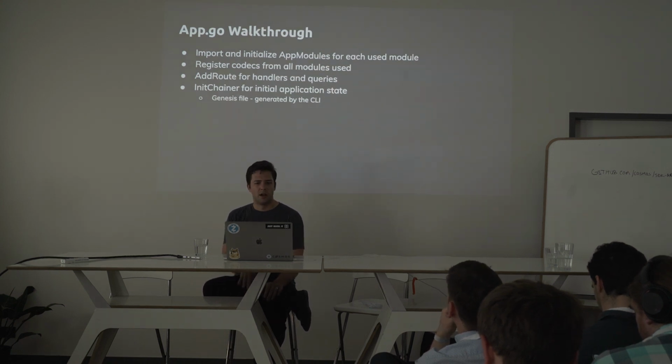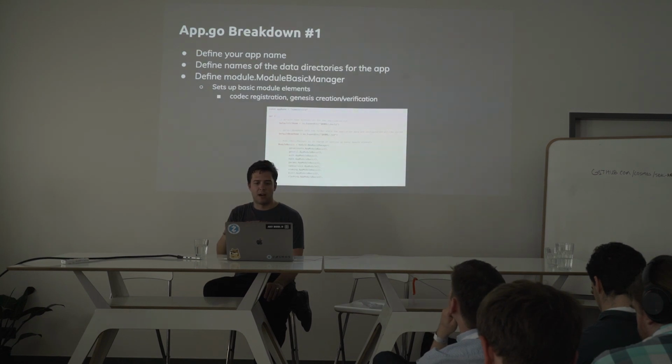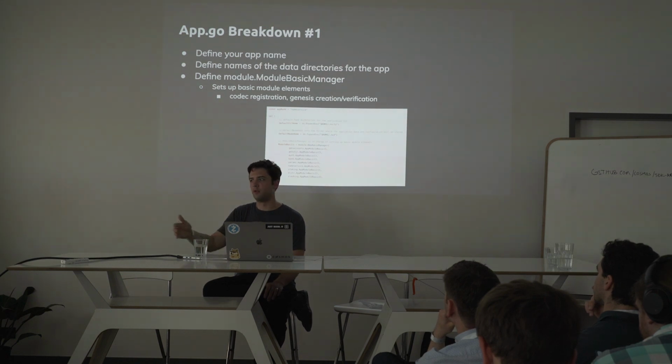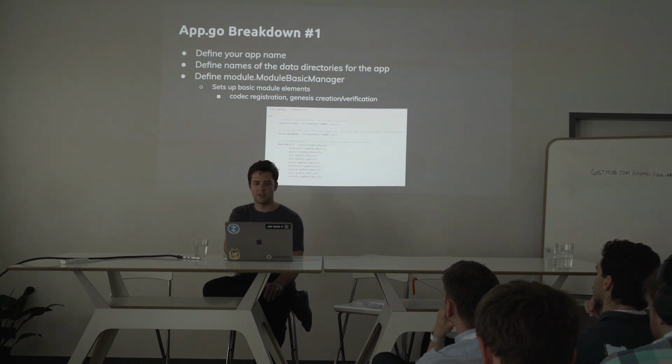Yeah. Awesome. So up at the top of app.go, you'll see where my home directories are and which modules I'm using. And you'll see something here, the module basic manager. This is essentially just an array of modules, and then there's a number of functions defined on that that allow us to register these handlers and do a lot of these repetitive operations, and it abstracts a lot of that away, which is nice.